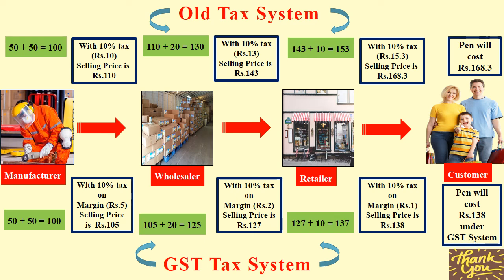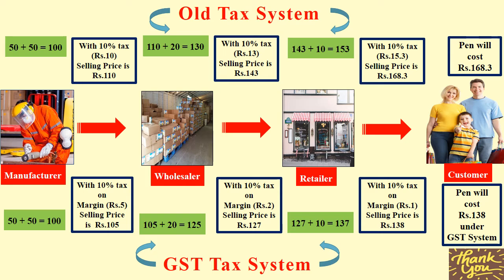When the wholesaler adds rupees 20 as a margin to it, then tax will be charged on rupees 20. That will be only rupee 2. So the wholesaler in this case will sell the pen to the retailer for rupees 127. Similarly, retailer also adds his margin of rupees 10. So in this case, tax will be rupee 1. The retailer will sell pen to the consumer for rupees 138.